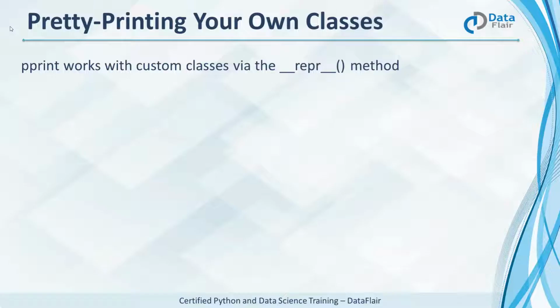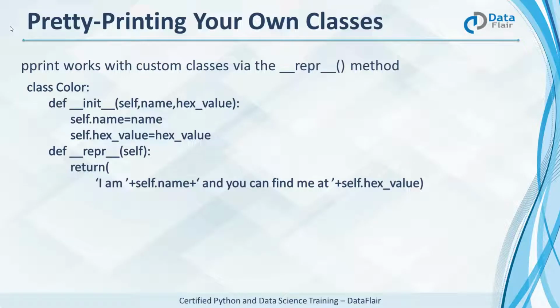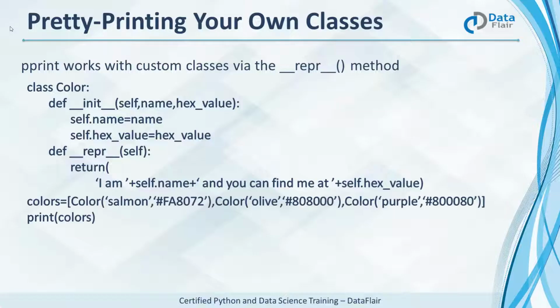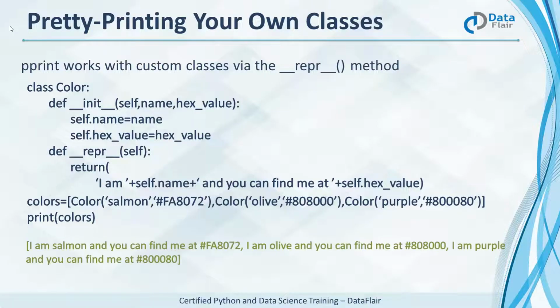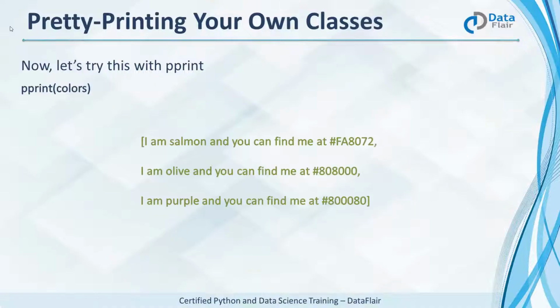We can also apply pretty printing to our own classes. For this, we use the repr method. This is class Color that takes in name and hex value for objects and prints out "I am name and you can find me at hex value." This is a list of 3 objects of this class, for salmon, for olive, and for purple. Print it and it prints out a list with outputs for the 3 objects. But pretty print it and you can see that it prints each on different lines. This is much more readable.